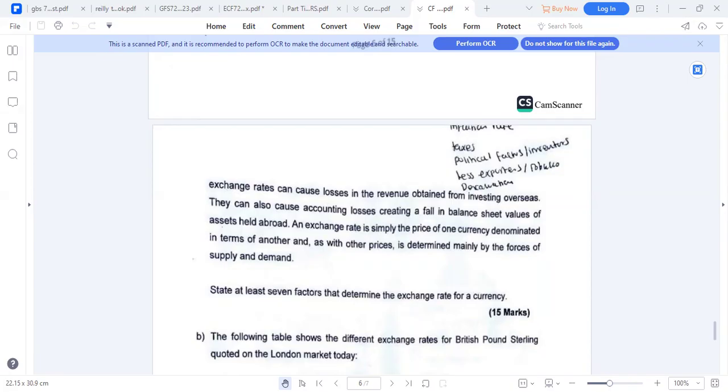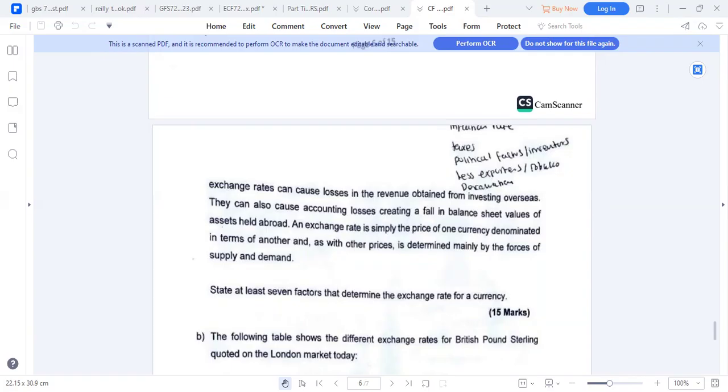Also, the central bank interventions. The Bank of Zambia, in our case, intervenes in the foreign exchange market, sometimes to influence the value of its currency. This is done by buying or selling currencies or adjusting the interest rates. Also, government debt. We inherited indebted coffers. So higher government debt relative to GDP can lead to concerns about the country's ability to repay its debts. So this will potentially depreciate the currency.